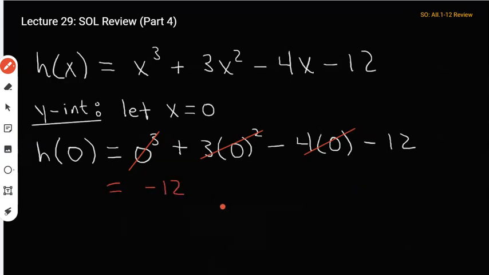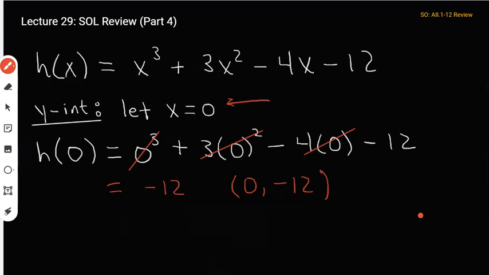That's my y-intercept. So if I want to write this as an ordered pair, my x value would be 0, and I'm getting that from here. And then my y value is going to be negative 12, that number that we just found. So that is the y-intercept.